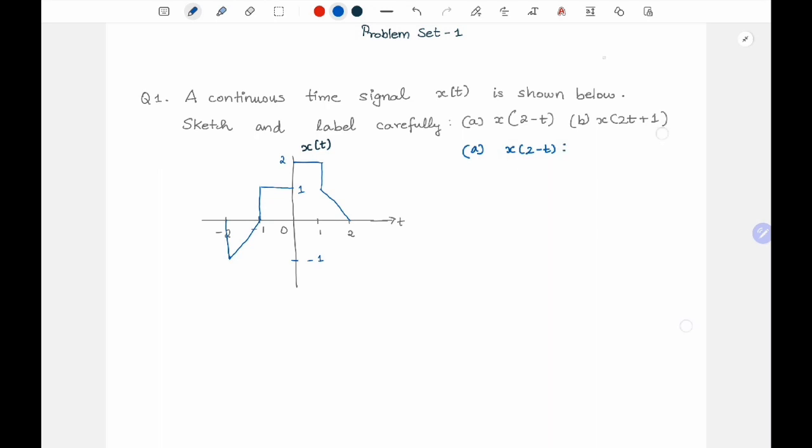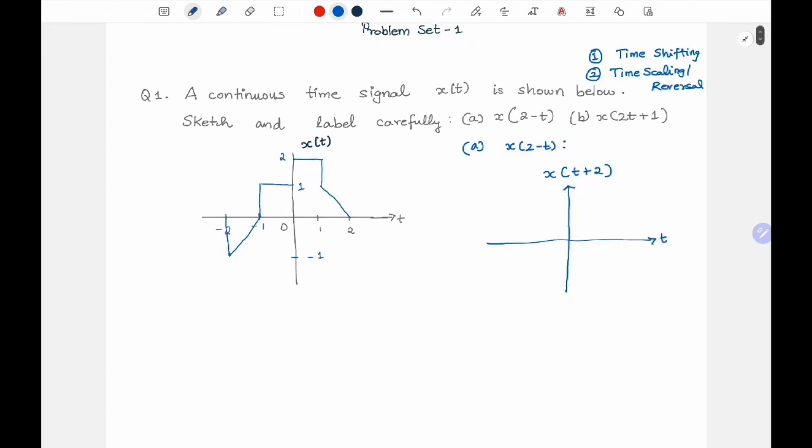The approach I'll be taking is, first we'll do the time shifting operation, and then we'll do the time scaling or reversal. So for x of 2 minus t, first I have to do x of t plus 2. So what is x of t plus 2? Shifting x of t to the left by 2 places, right?